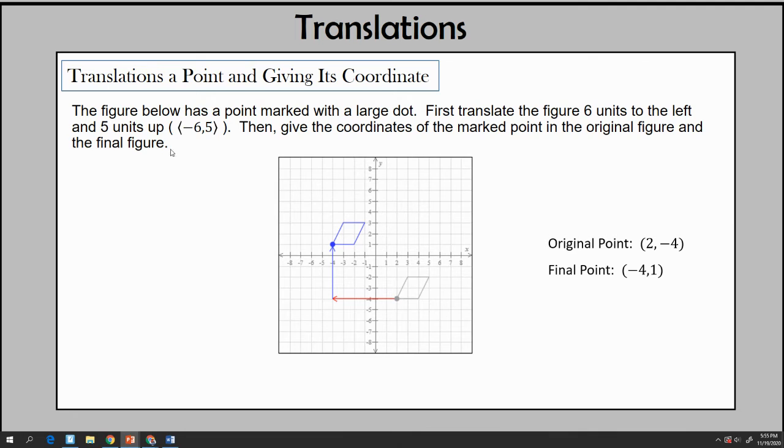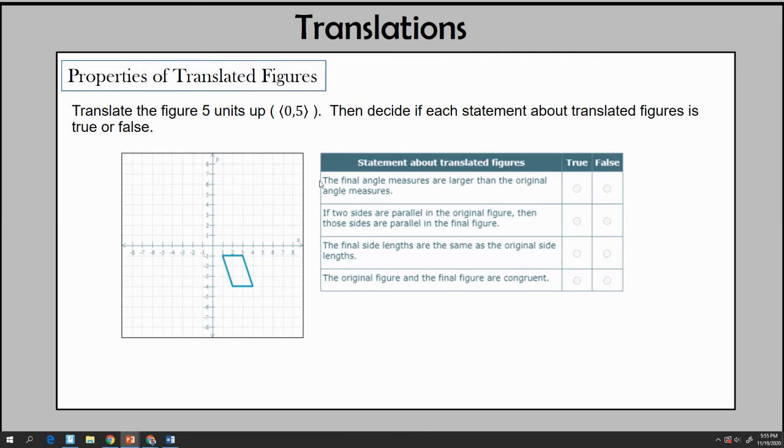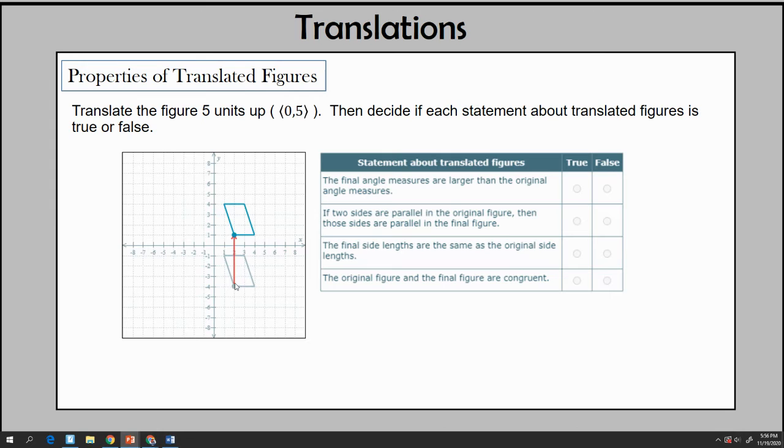Now, they don't do it on Alex, but you'll see this way of telling you how to move a shape. Talking about properties here, this says translate the figure up 5 units. That means we're not moving it to the left or to the right at all. So I put a 0 for x, and then we're going to go up 5, so that's +5 for the y. Then decide if each statement about translated figures is true or false. If I do the translation, move every point up 5, up 5, up 5, up 5, it's going to slide to this position. Now answer the questions.